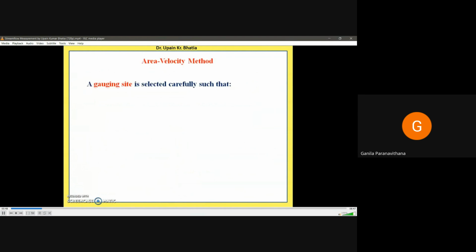In this method, first of all, we have to select a gauging site where we will be measuring the discharge. This gauging site is selected carefully and it should have a well-defined cross-section which should not vary with time or with season. And that gauging site should be easily accessible throughout the year. As far as possible, the site should have a straight and stable reach in the upstream. And the last one is it should be free from backwater effect.